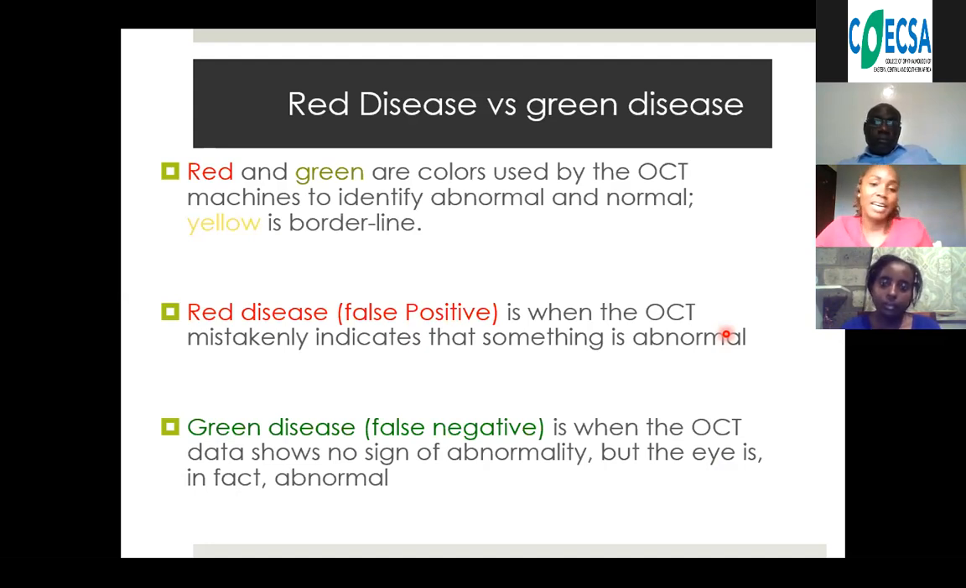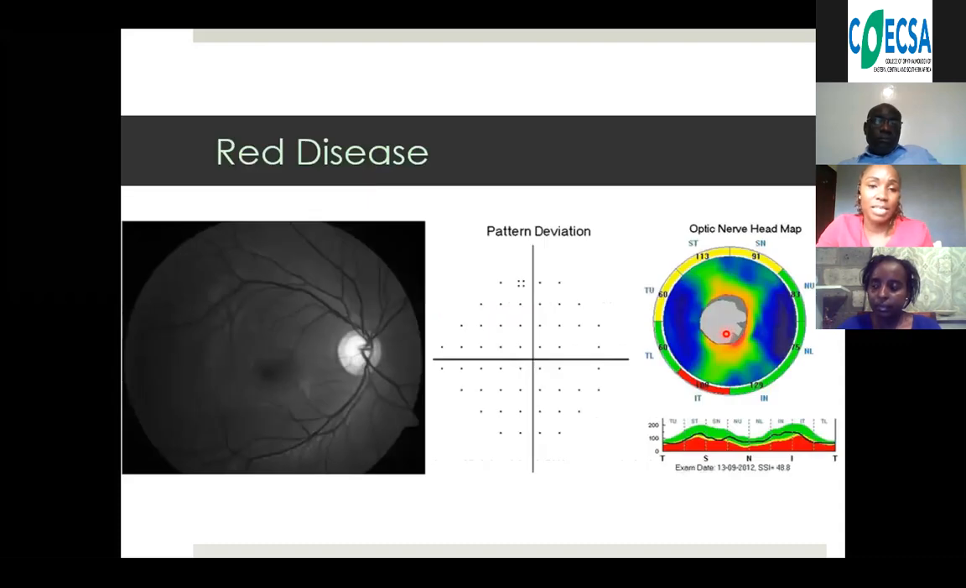Green disease is a false negative, where the OCT data shows no abnormality at all, but in fact the eye is abnormal, meaning the eye has glaucoma, but the OCT is showing that it's normal. Okay, so let's look at some clinical examples of red disease.